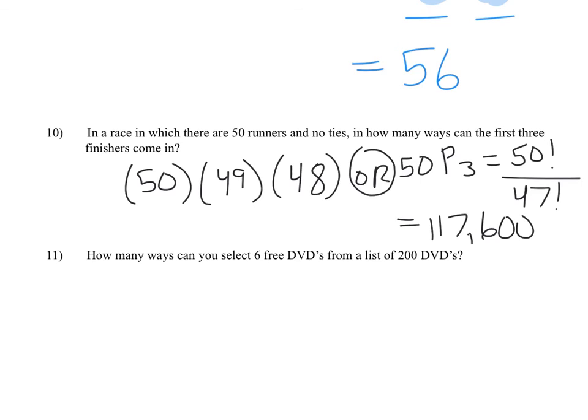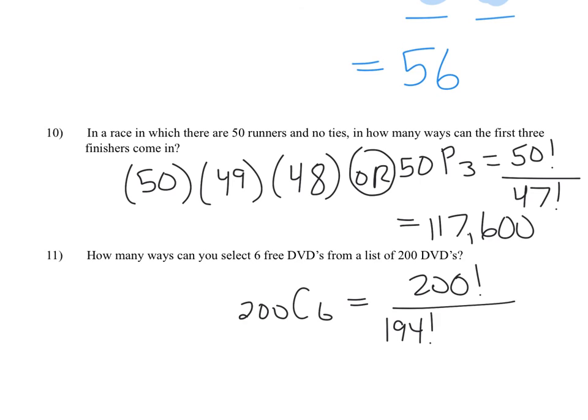And finally, on number 11, how many ways can you select 6 DVDs from a list of 200? Here our numbers are going to get unwieldy. So we're going to say, well, does the order matter? Nope, 6 DVDs are 6 DVDs. I'm going to use 200, choose 6, which is the same as 200 factorial divided by 194 factorial times 6 factorial. Which, once we evaluate, we get something around 82 billion.